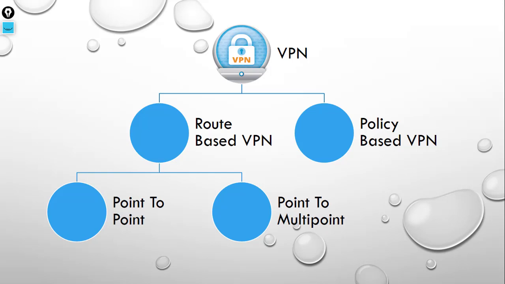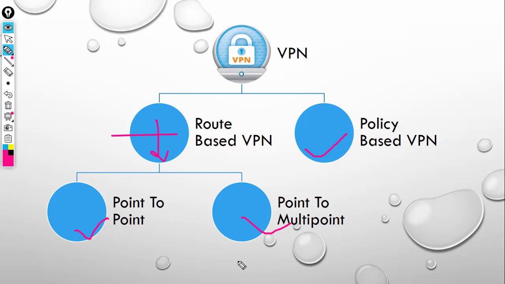Just to give an insight, we have VPN, the main topic, and under VPN we have two subtypes: route-based VPN and policy-based VPN. Under route-based VPN, we have two subtopics: point-to-point and point-to-multipoint. Under point-to-point, we'll be covering a lab regarding GRE, Generic Routing Encapsulation. That's an example of a point-to-point route-based VPN.